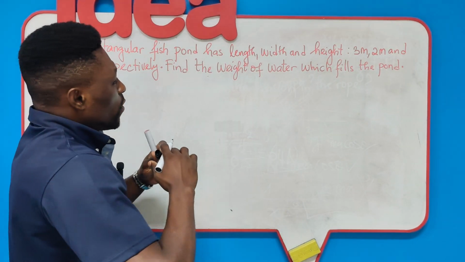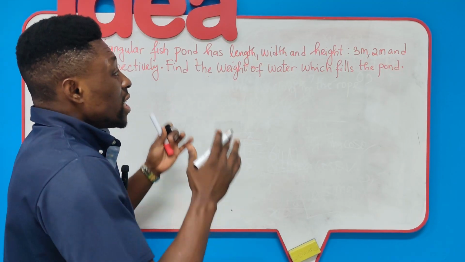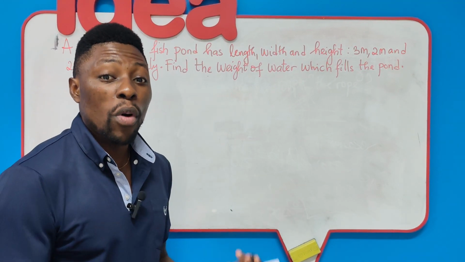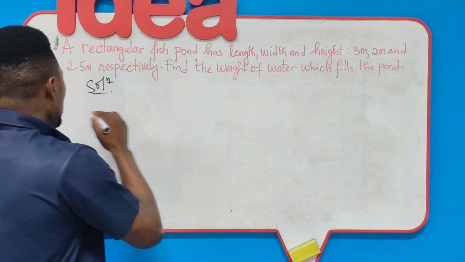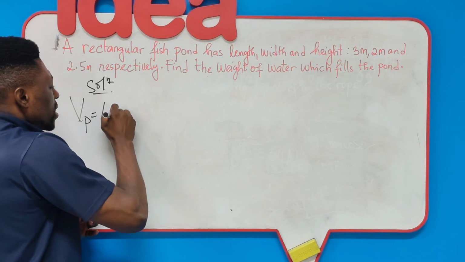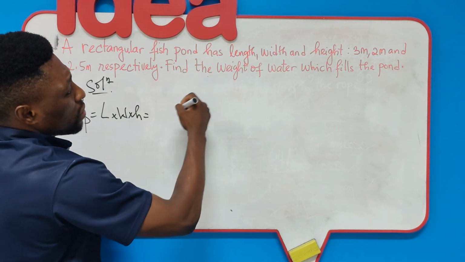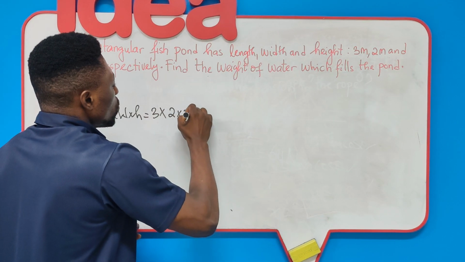So, if we assume that the pond has a regular shape, then the volume of water necessary to fill the pond will be equal to the volume of the pond. And since the pond is rectangular in shape, the volume of the pond is going to be equal to the length times the width and then times the height, which has been given here in meters. We have 3 times 2 and then times 2.5.